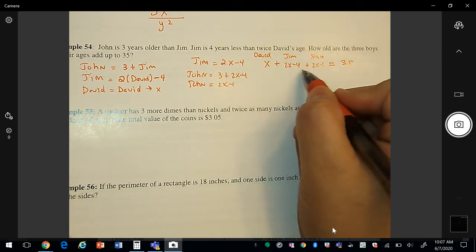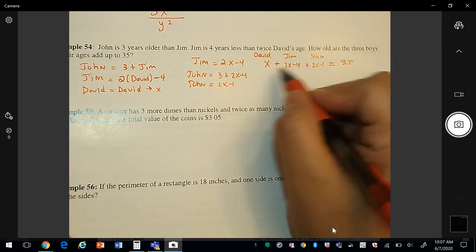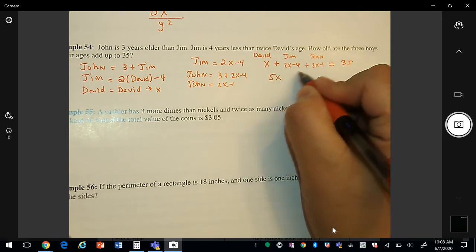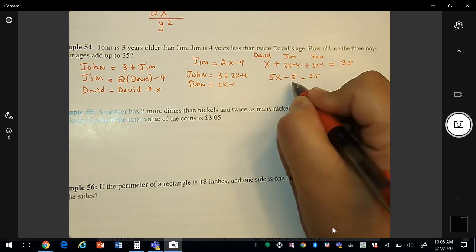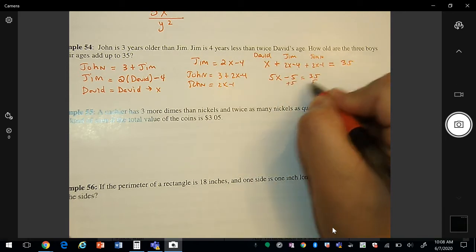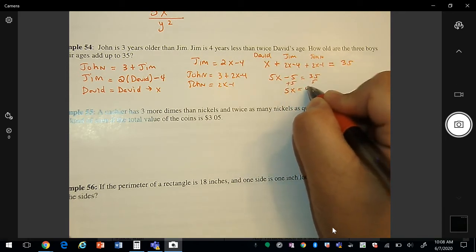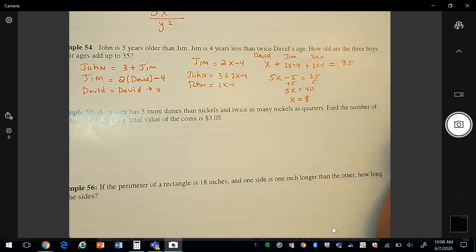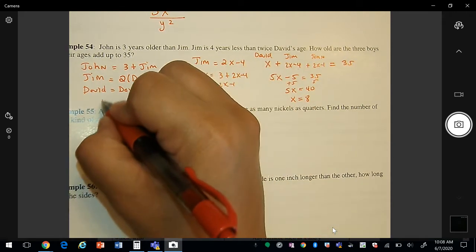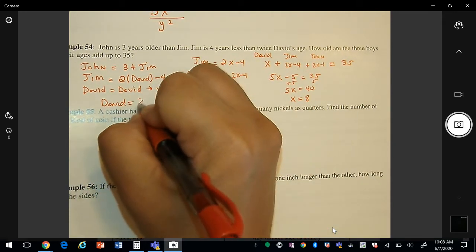So we combine our like terms. 2x plus 2x is 4x, plus x is 5x. Minus 4 minus 1 is minus 5. Add the 5. So we get 5x is equal to 40. So x is going to be 8. So that tells me that David is equal to 8.